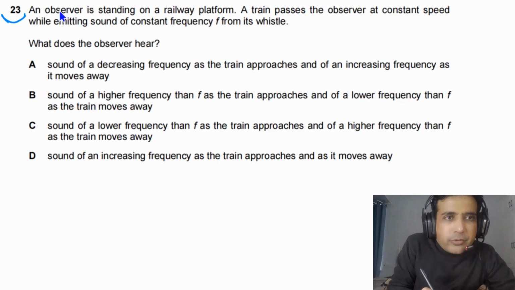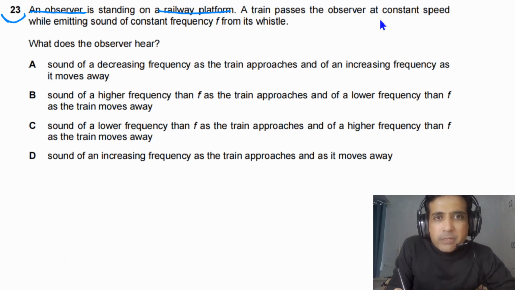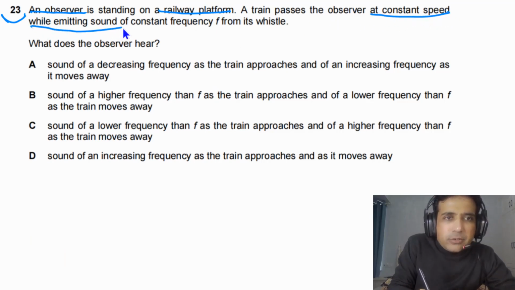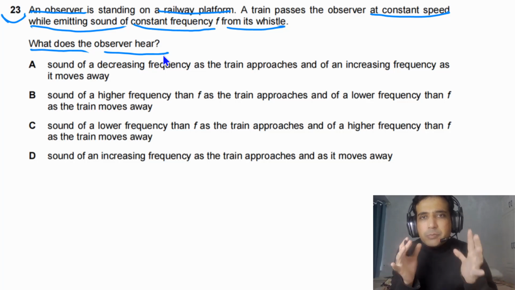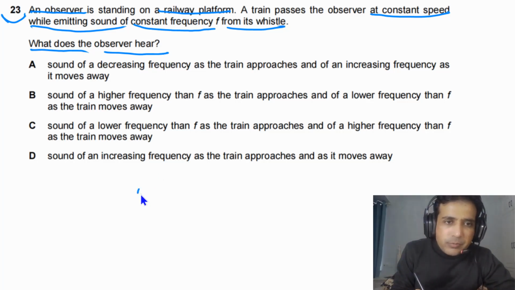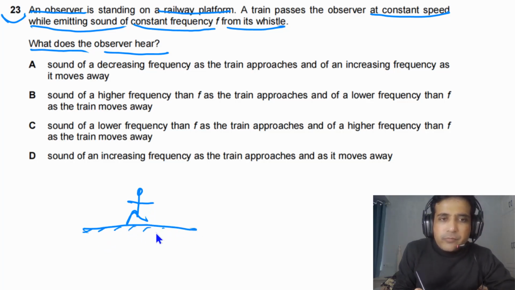For question number 23, it is given to us an observer is standing on a railway platform. A train passes the observer at constant speed while emitting the sound of constant frequency f from its whistle. What does the observer hear? So this is a typical type of question. So we can simply imagine that an observer is standing on the platform. So this one is the platform, observer is standing on this one.